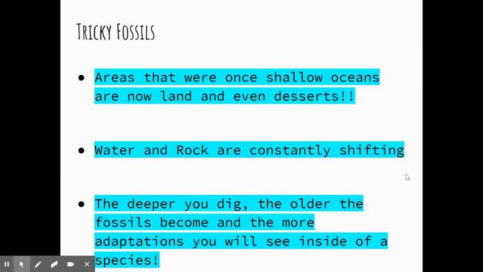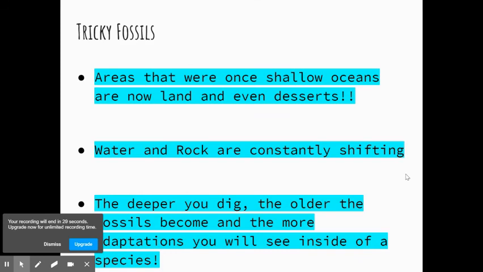Okay, so some other things you need to know about fossils. Areas that were once shallow oceans are now land and even deserts. So we can find some fossils there. Water and rock are constantly changing. The deeper you dig, the older the fossils become and the more adaptations you'll see inside of a species.